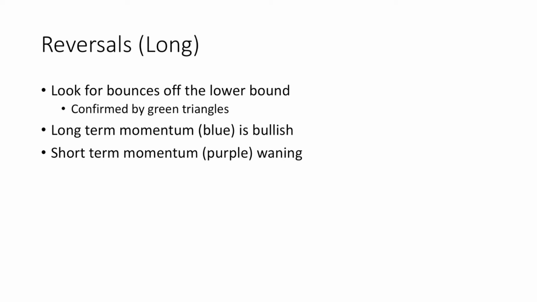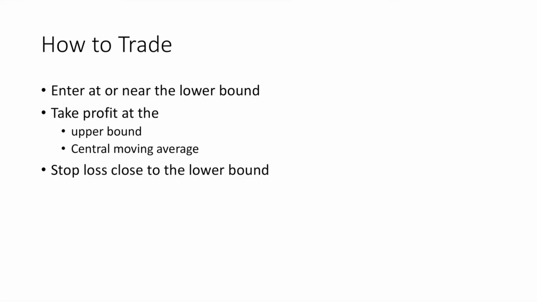We want to make sure that the long-term momentum, again shown in blue, is bullish, but the short-term momentum, shown in purple, is waning. As far as how to trade it, you're going to enter at or near the lower bound of the Kovach reversals indicator. This should be the point where you see that green triangle.